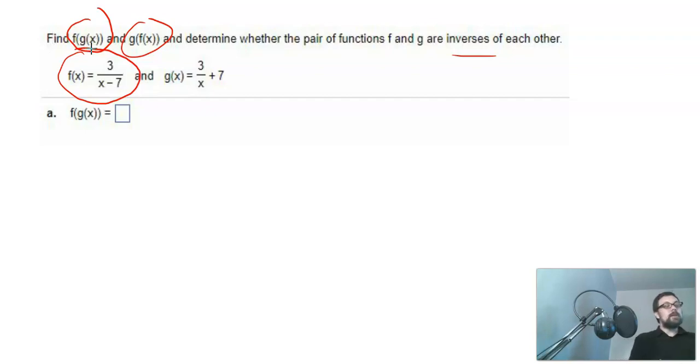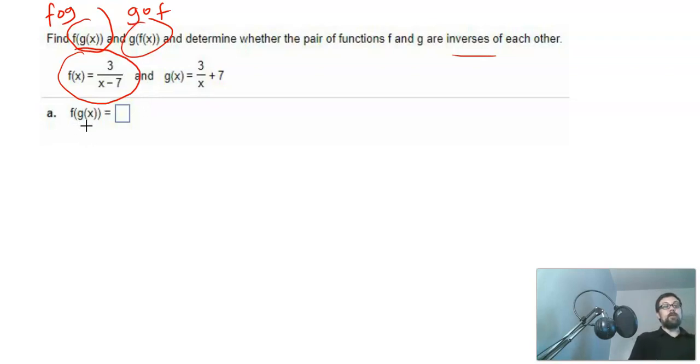And so they're not using the composition notation, but that's what this is, right? This is F composed with G. This one's G composed with F. And they're asking us to find that first. So let's go ahead and do that. I'll do one, and then I'll pause the video and have you do the other one. So I'll do part A, have you guys do part B.